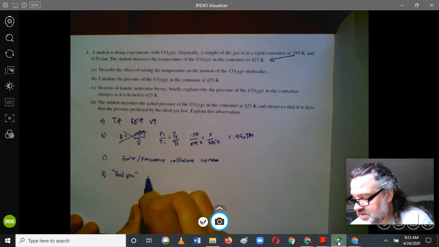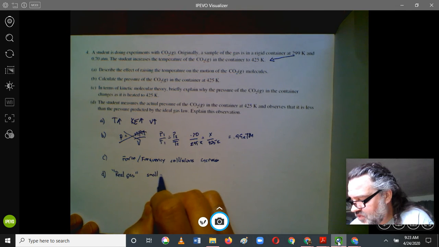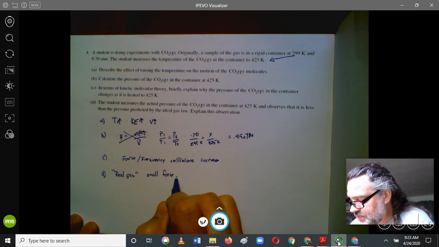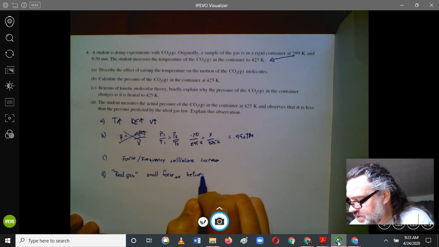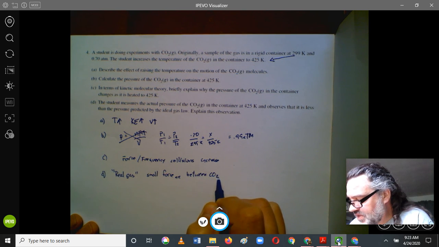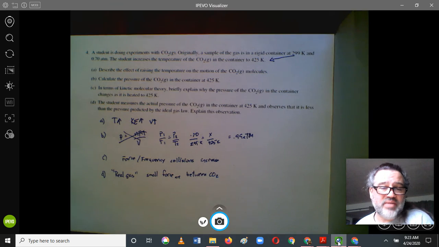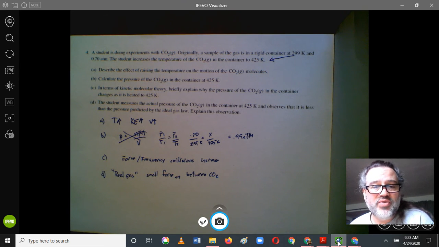And what that means is there must be, and there is, a small force of attraction between CO2 molecules. That's always true. The ideal gas law is just a math law that glances over that.